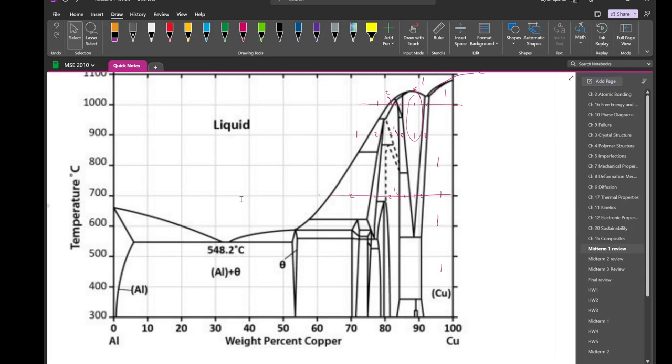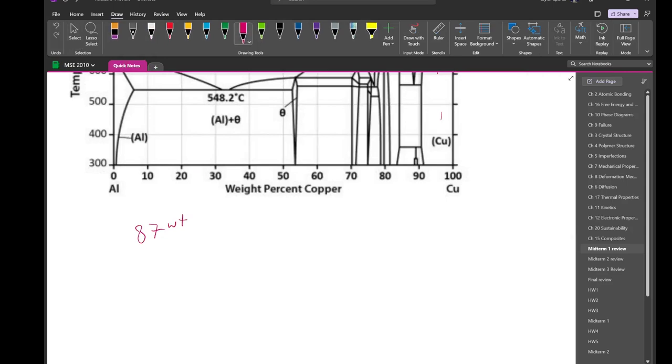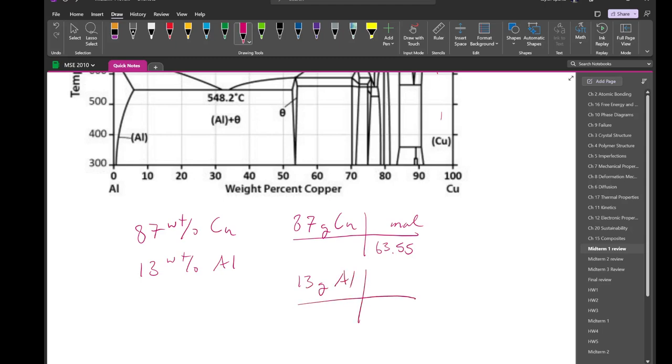Since it's not, this gray tick mark is 90. It's happening just to the left of that, this would be 85, maybe 87. Call it that. So 87 weight percent copper. Let's do the math on it. If it's 87 weight percent copper, then that means it's 13 weight percent aluminum. Therefore, if you had 87 grams of copper, we divide that by its molecular weight, 63.55 grams per mole. We'll do the same thing with aluminum, 13 grams of aluminum. We're going to divide that by 26.98, its molecular weight, grams per mole.